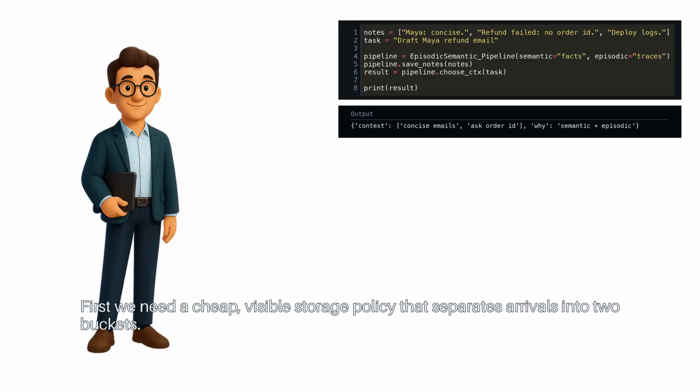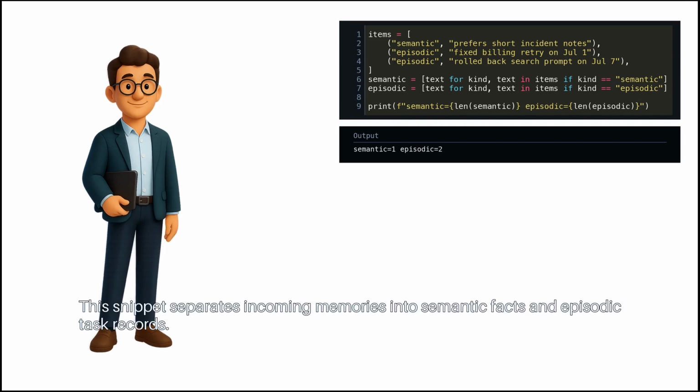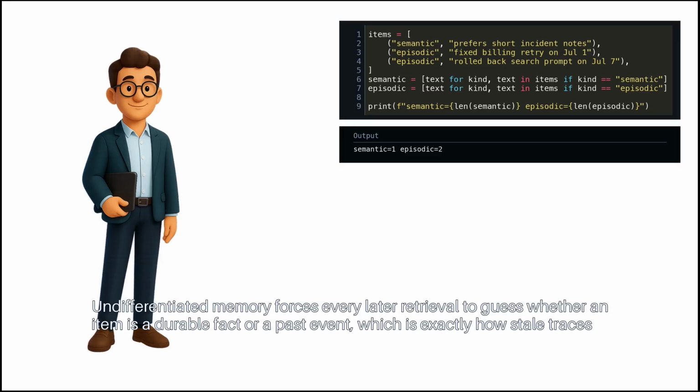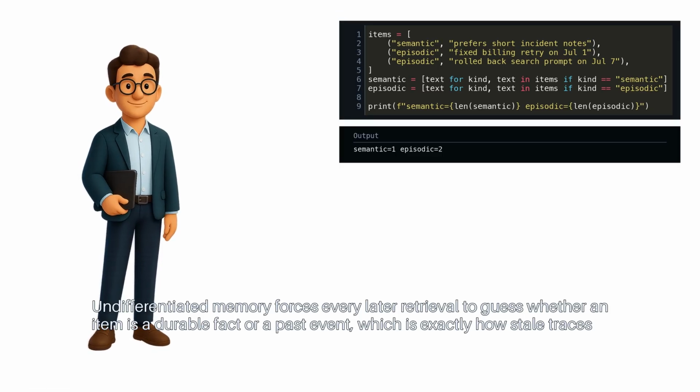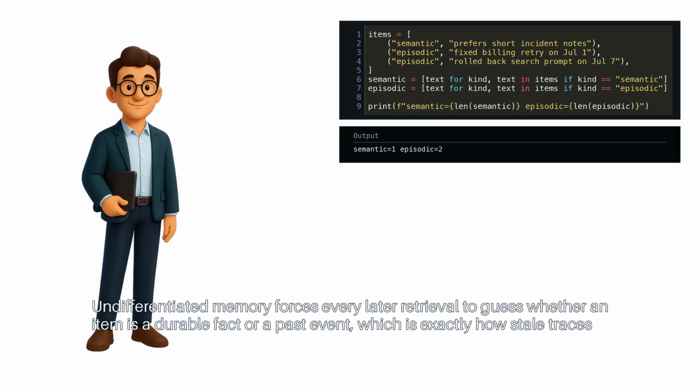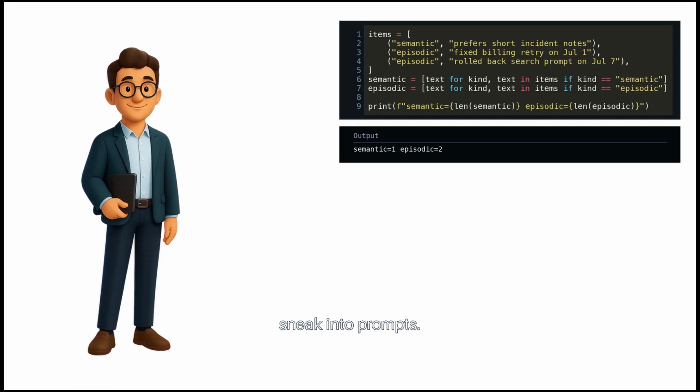First, we need a cheap, visible storage policy that separates arrivals into 2 buckets. This snippet separates incoming memories into semantic facts and episodic task records. Undifferentiated memory forces every later retrieval to guess whether an item is a durable fact or a past event, which is exactly how stale traces sneak into prompts.